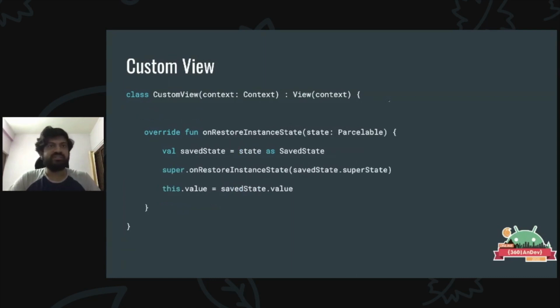Similarly, on onRestoreInstanceState, you get the state, you ask your parent to start restoring its state, and from the Parcelable, you just pick up the values you want. And after that, you might want to call invalidate or some other measuring functions, depending on what your view does.